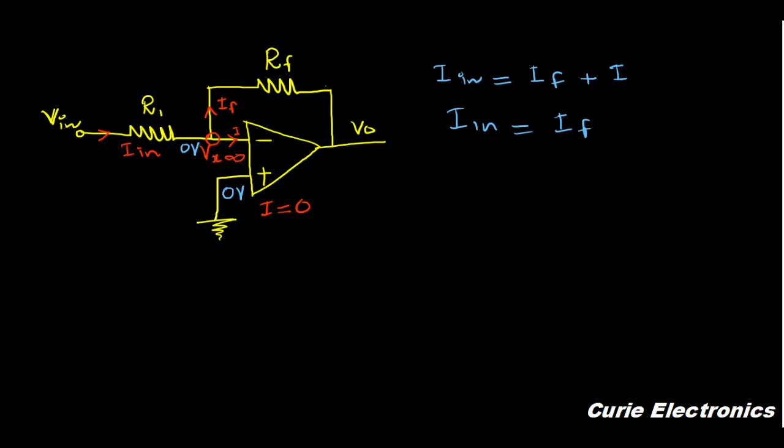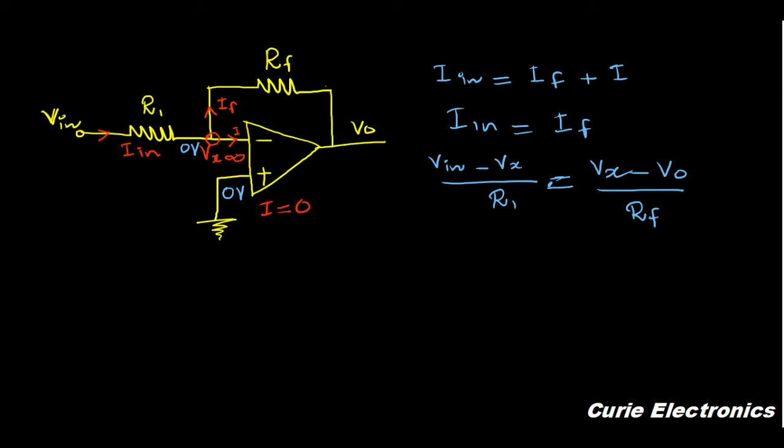What is Iin? How do you find this Iin? We have to apply Ohm's law here. As per Ohm's law, (Vin minus Vx) upon R1 equals what is IF? IF also, similarly, current is flowing from this node Vx to the output. So first we'll write (Vx minus Vout) upon RF.